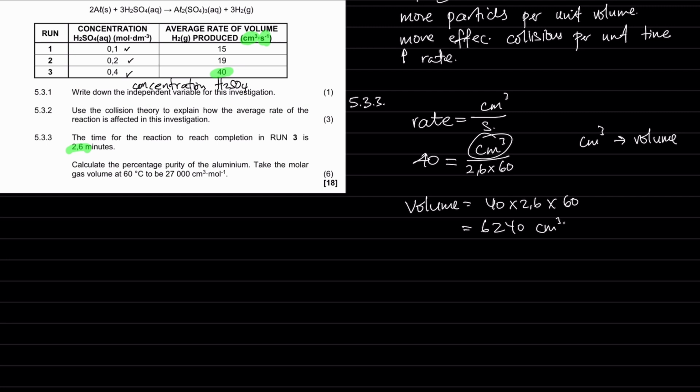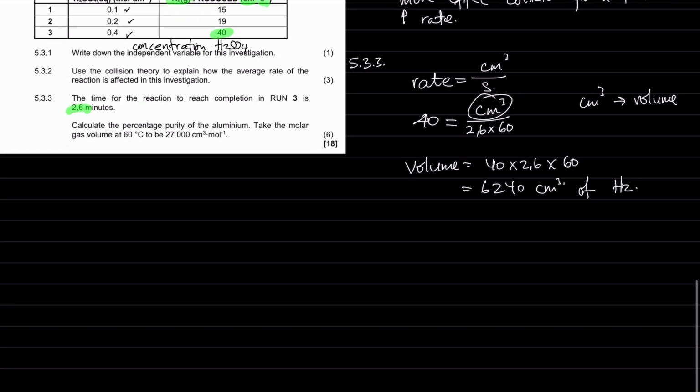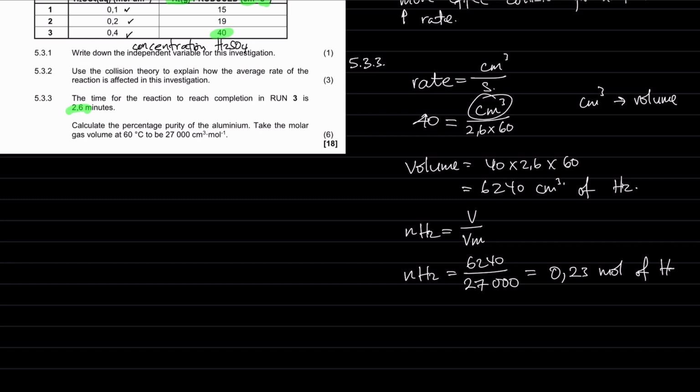Now what is this? This is the amount of H2 produced. This is the volume of H2. And now we know the molar volume, we can calculate number of moles. So the number of moles of H2 is going to equal the volume divided by the molar volume. So number of moles of H2 is going to equal 6,240 divided by the molar volume, which is 27,000, and that's equal to 0.23. So we have 0.23 moles of H2.